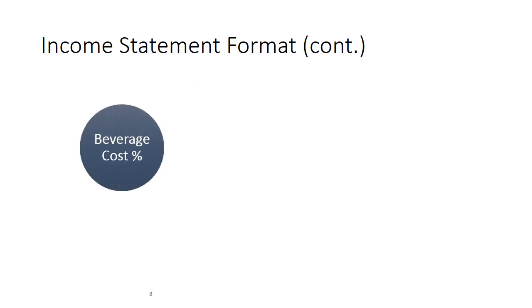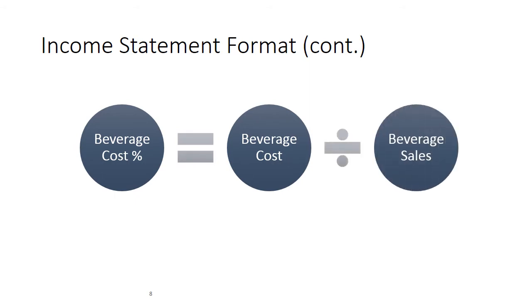Okay, so the beverage cost is also separated out. The beverage cost percentage is the beverage cost divided by the beverage sales. So for each category that we have, each subcategory, to find the percent of that category, we have to make sure that we're not dividing by total sales, we're dividing by that category's sales, whether it's food, beverage, catering, room rental, whatever it is, it's going to be divided by that category. Everything else that we see is going to be divided by total sales to get a percentage.